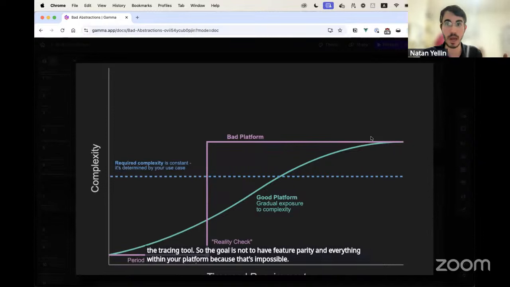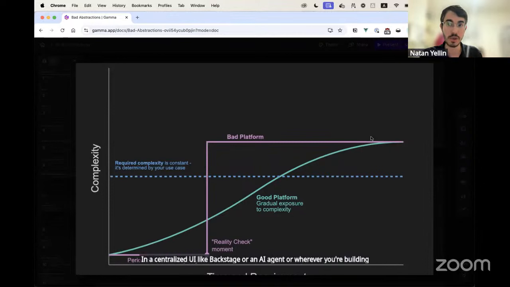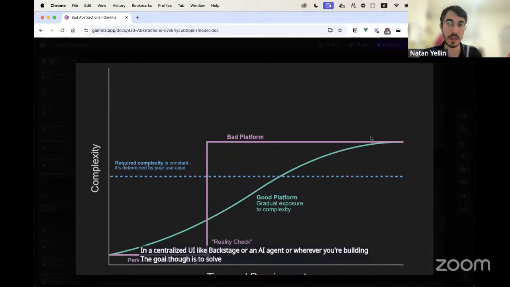So the goal is not to have feature parity in everything within your platform, because that's impossible, in a centralized UI like Backstage or an AI agent or whatever you're building. The goal, though, is to solve the discoverability problem and help take developers on that journey with that learning curve, to let them jump out to the other platforms. So you should never try to reach feature parity.